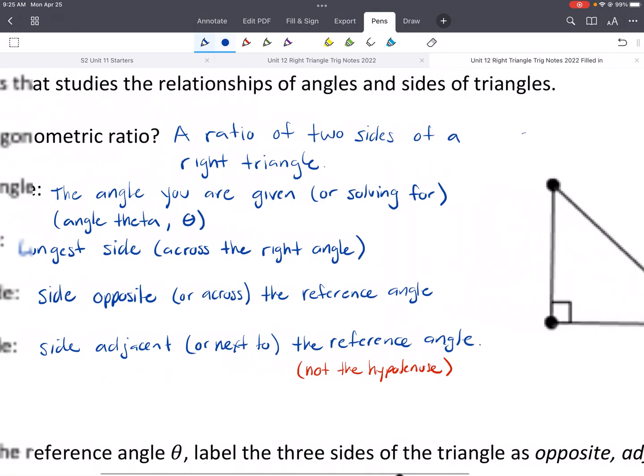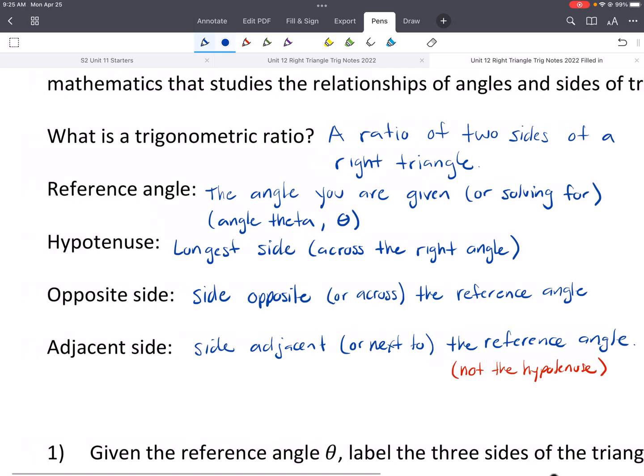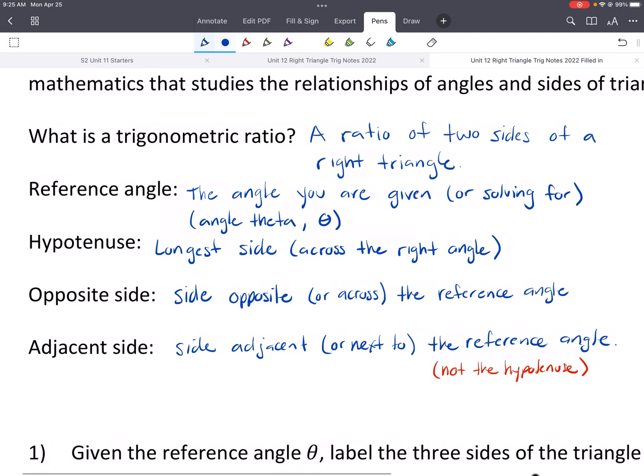In order to decide what sides we need to compare, or what ratio we need to come up with, we need to talk about this vocab: reference angle, hypotenuse, opposite side, and adjacent side. You're welcome to pause and write this information down, and we will talk about it while looking at a triangle. So the first thing is the reference angle.